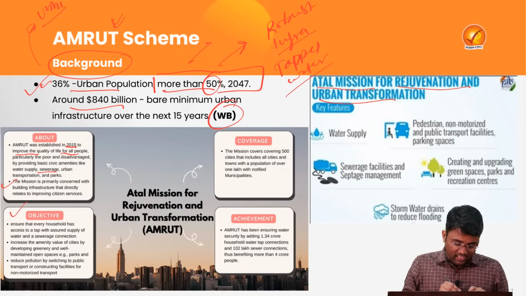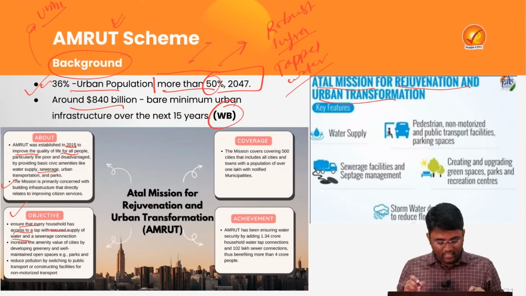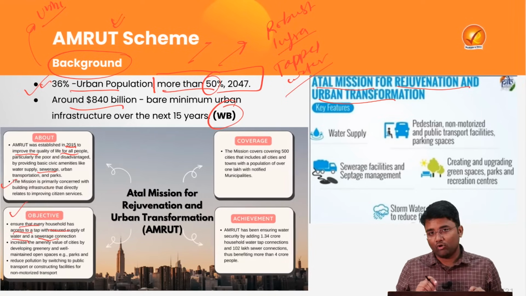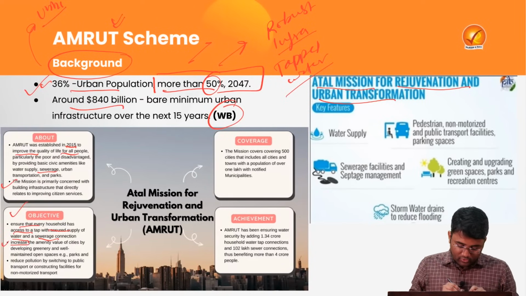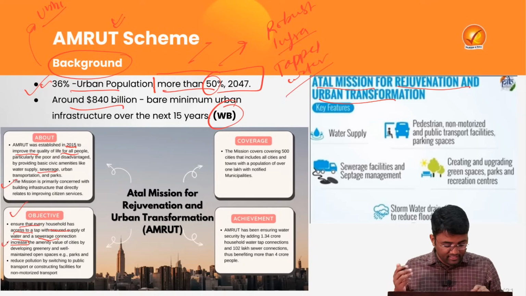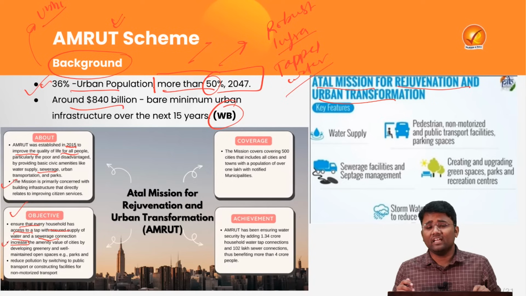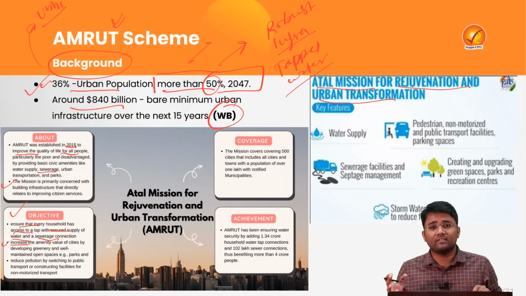The objective is to ensure that every household has access to a tap with an assured supply of water and a sewerage connection, so that proper sewage disposal is there. Then, increase the amenity value of cities by developing greenery and well maintained open spaces. Here they are focusing on increasing reforestation and developing proper parks so that proper greenery is developed in the urban spaces.